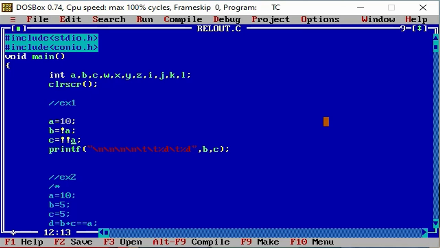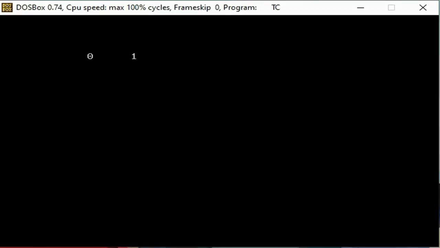Now c is equal to not of b. Now we have found that not of a is equal to 0. That means it is false. Now not of false is equal to true. So the value of c is equal to 1. So b is equal to 0 and c is equal to 1. So the output must give 0, 1. Let's check. It is 0, 1.